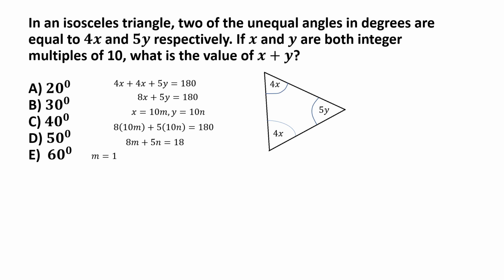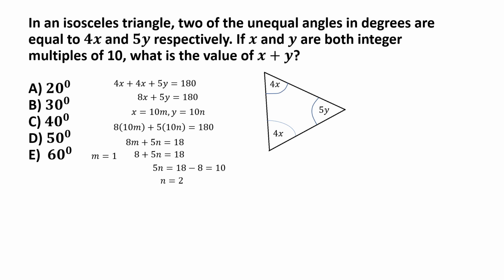So if we substitute m equal to 1, we get 8 plus 5n equal to 18, and we solve for the other variable n. This is a simple equation to solve, and n comes to be equal to 2. So we have one set of integer solutions, m equal to 1 and n equal to 2, which seem to be working pretty well.